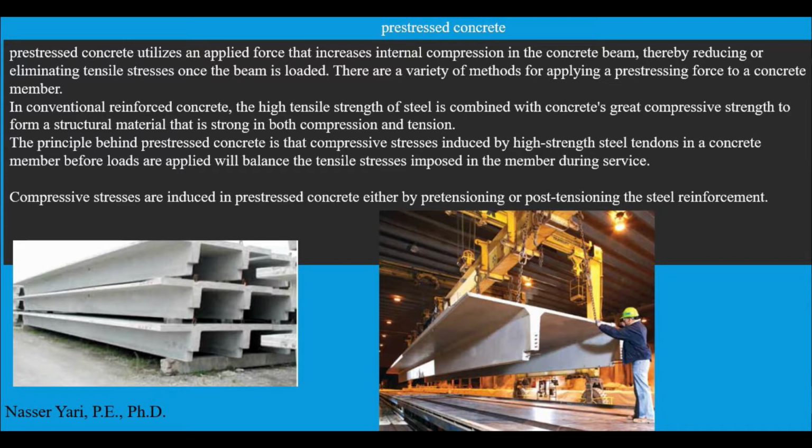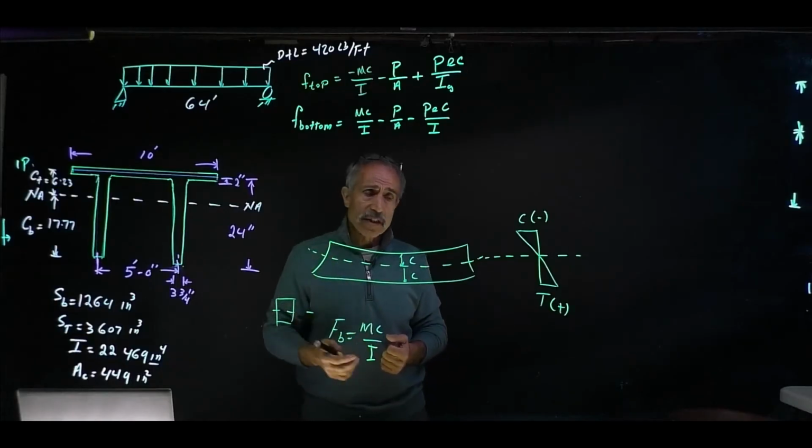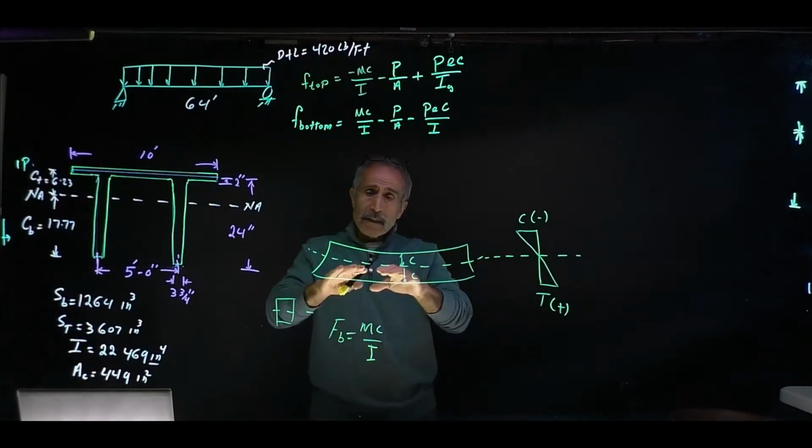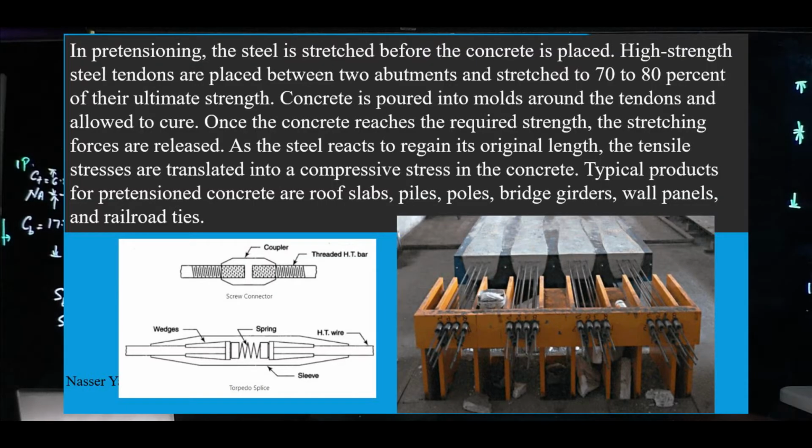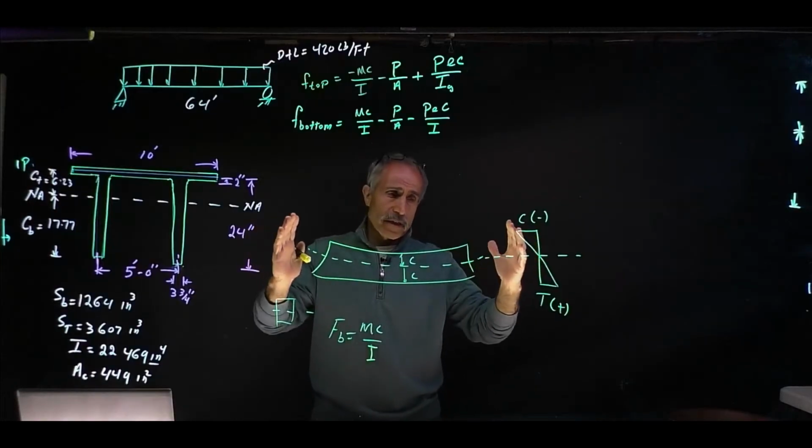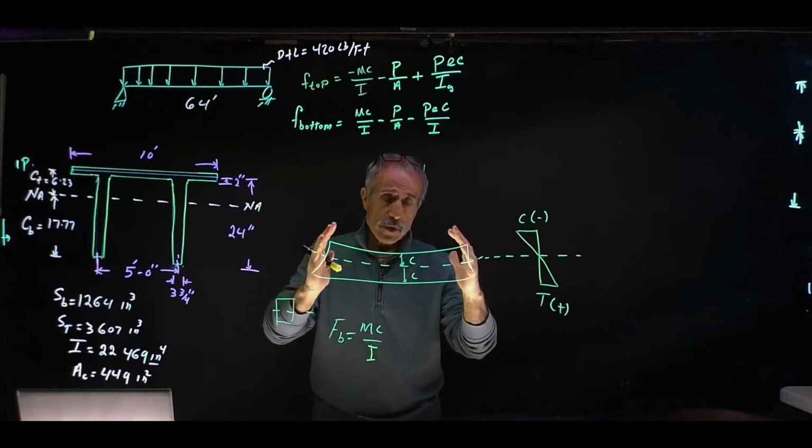There are two different ways to do this: pre-tensioning and post-tensioning. In pre-tensioning, they bring in these wire strands and put them in the beam form, and while it's inside the form, they stretch the strands and pour the concrete. Once the concrete has cured to a certain allowable stress, they let it go, and that creates compression in the beam itself.